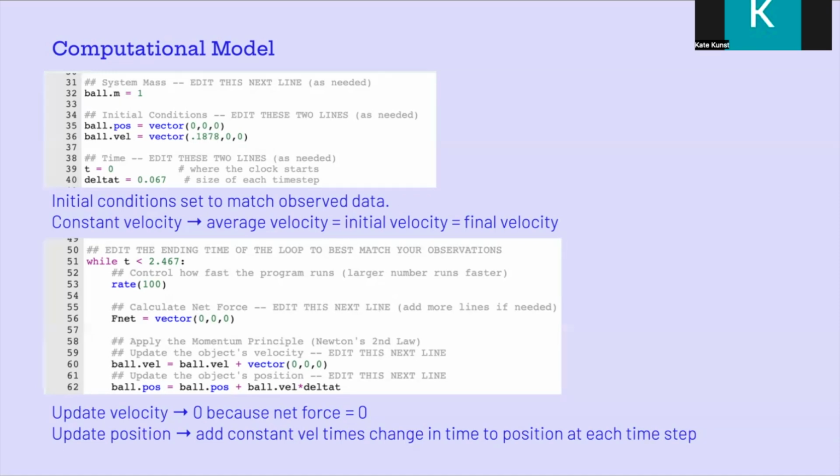And then to update the position to get the position over time graph model, I used the position update formula where I added the position at the previous time step to the constant velocity times the change in time from the last time step to the new current time step. And I didn't need to update the velocity because the net force is set to 0, because it is a constant velocity. There should be no net force, or a net force of 0.